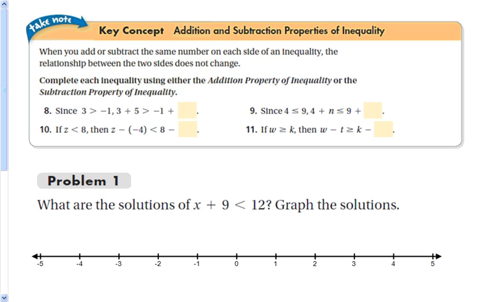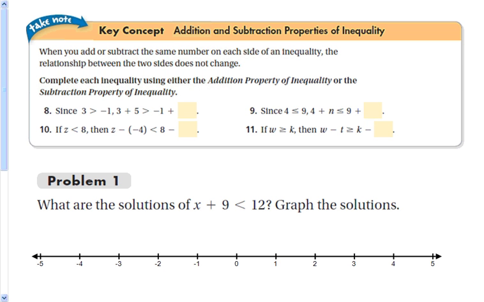Our concept here is the addition and subtraction properties of inequality, which are pretty much the same as the addition and subtraction properties of equality, just with inequality symbols. Basically, the idea is if you have an inequality, you could add the same thing to both sides of the inequality, and you still have an equivalent inequality. Same with subtract. You can subtract the same amount from both sides of the inequality, and you have an equivalent inequality.